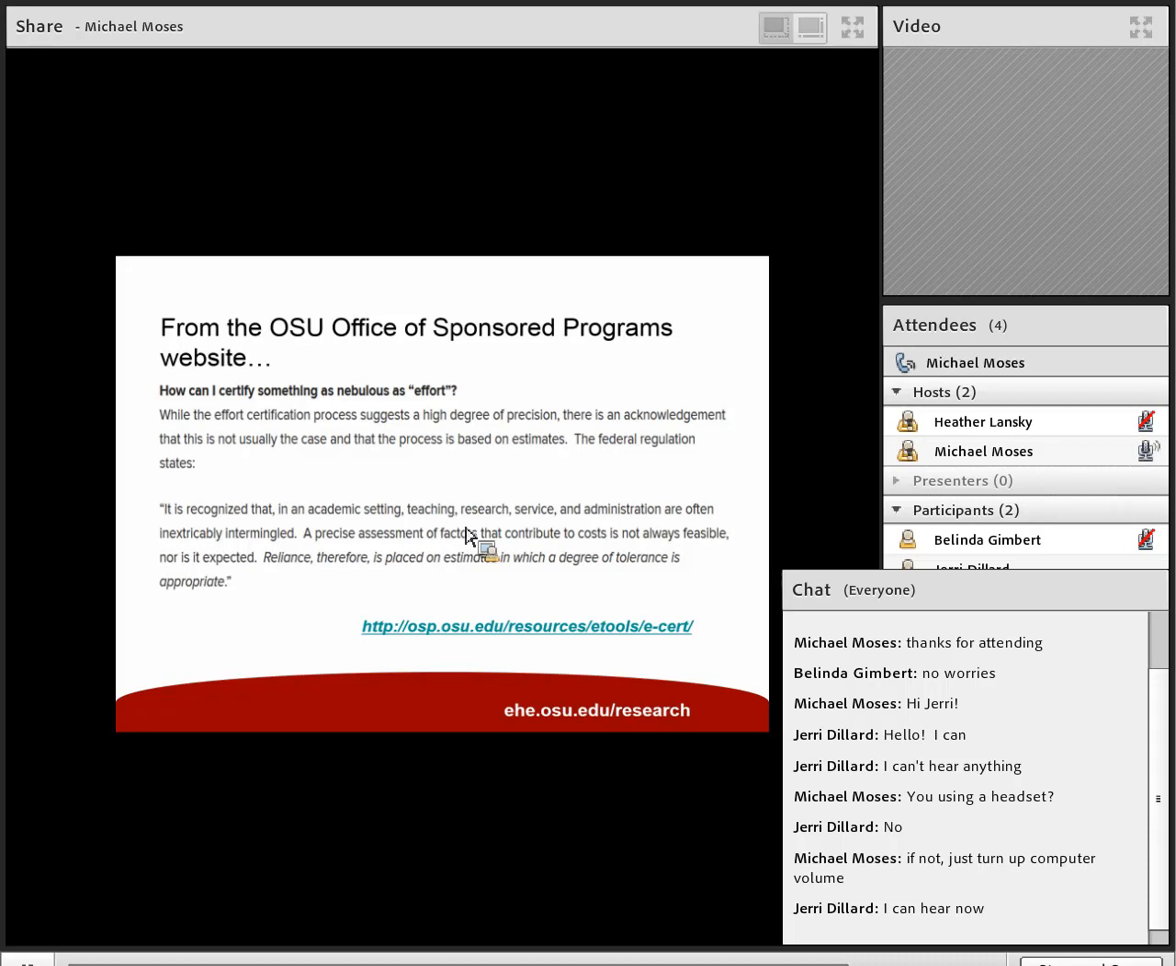It's recognized that it's difficult to count time devoted to different tasks, and this blurb from OSP kind of captures that pretty well. It also quotes federal regulation specifically. It is recognized in an academic setting that teaching, research, service, and administration are often inextricably intermingled, and we rely on estimates because it's just not always feasible to get a very precise calculation of time spent on different activities. So that is recognized and appreciated.